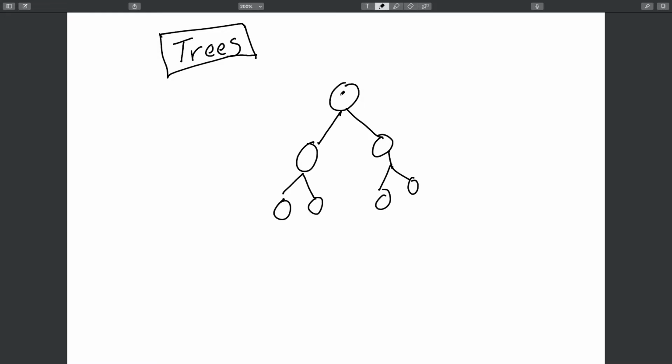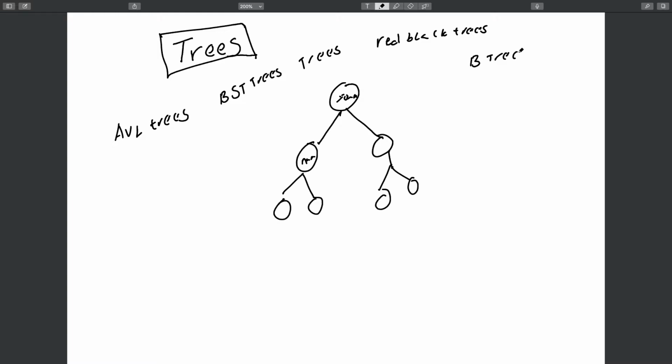And this can hold an integer, it can hold 2, it can hold 5, it can hold a string, it could have a name, it could have John. It could literally hold a lot of stuff. So there are different kinds of trees. We have AVL trees, we have BST trees, we have normal trees, we have red-black trees, and we have B trees. Actually, we have more, but these are the common ones.